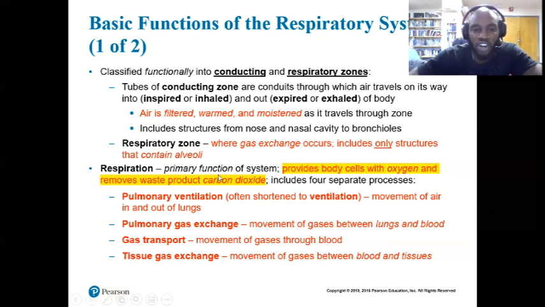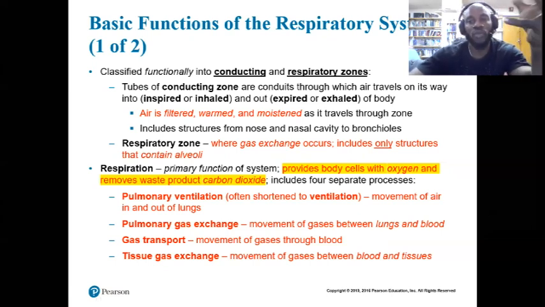So respiration, the primary function of the system, as I've said a couple times, is providing the body with oxygen and removing carbon dioxide, which is considered a waste product produced by cells. That's why we breathe it out. We breathe out carbon dioxide. We want to breathe in oxygen.